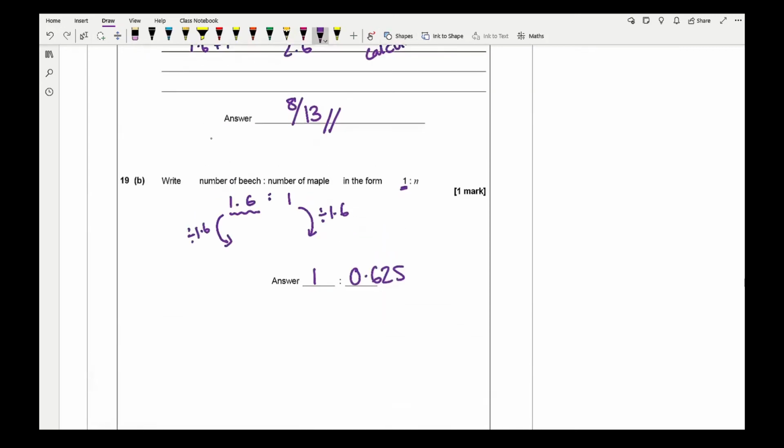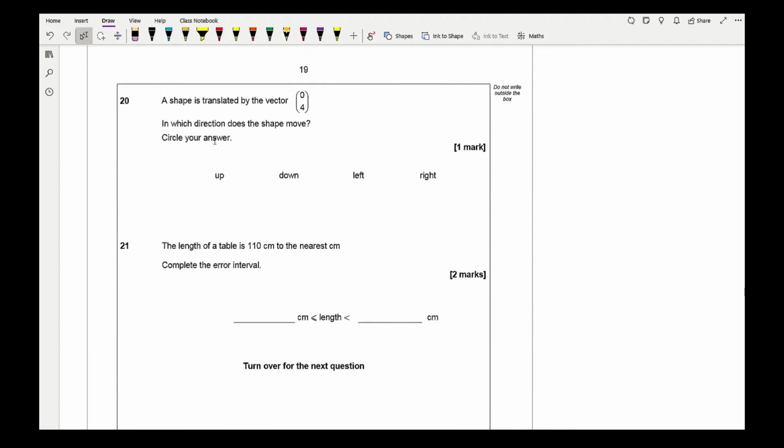And again, let me just quickly write down how I got that number. All I did was 1 divided by 1.6. Then moving on to question 20. Question 20 says a shape is translated by the vector of 0, 4. Which direction does the shape move? Well, the top number is left, right, and the bottom number is up, down. So it's not moving left or right, so I can cancel those out. It's either up or down. Now 4 is positive, so that means it's moving up.